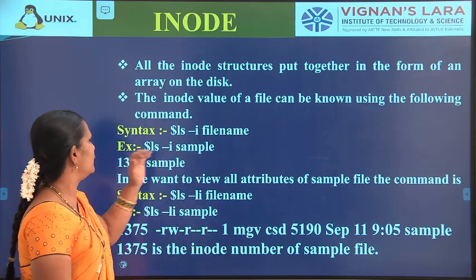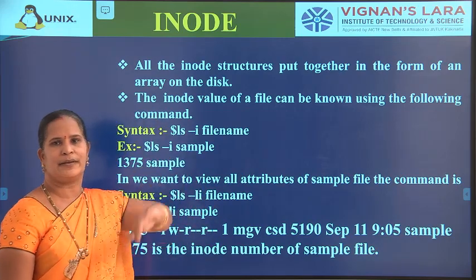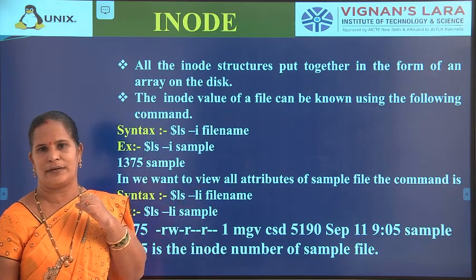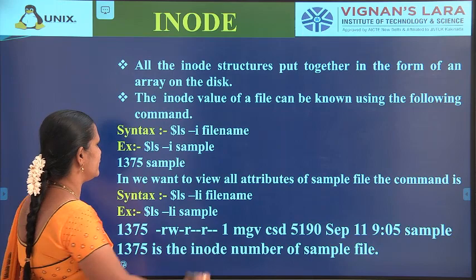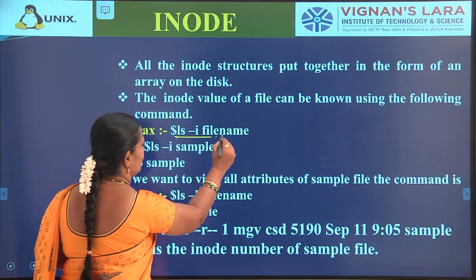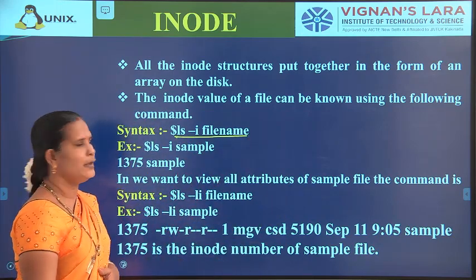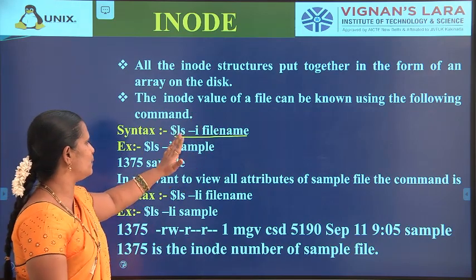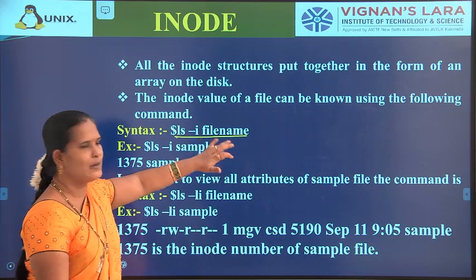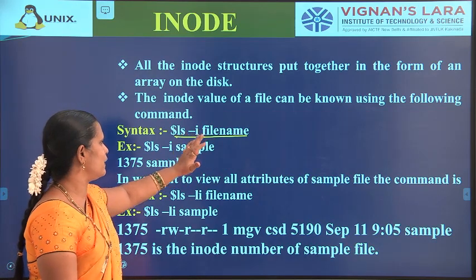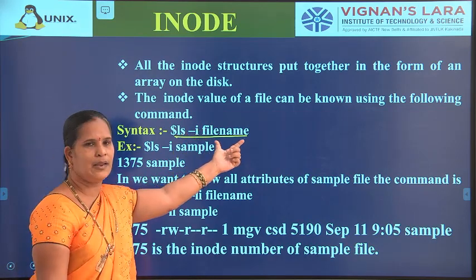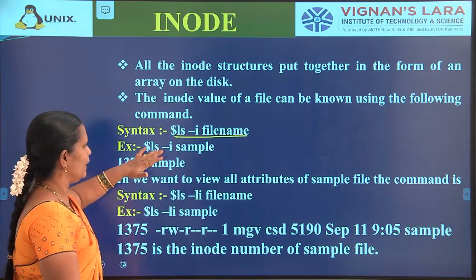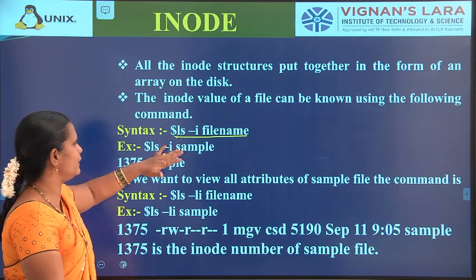By using the ls -li command, we can view the inode number of the created file. The syntax is ls space hyphen i space file name, in order to view the inode number of a specific file. The ls -i command takes one file name as an argument. An example is ls -i sample.